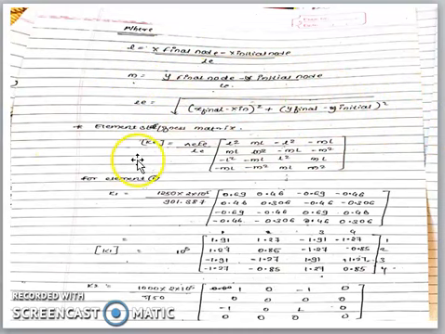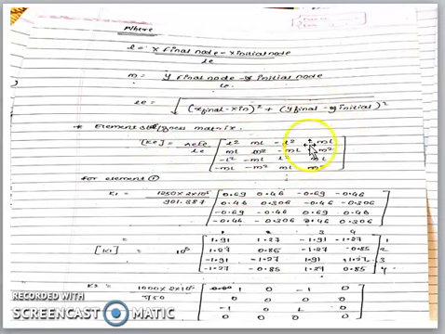Now the second step, element stiffness matrix. The element stiffness matrix for the truss, we know, is AE by Le times the matrix: L square, ML, minus L square, minus ML; ML, M square, minus ML, minus M square; minus L square, minus ML, L square, ML; minus ML, minus M square, ML, M square. Okay, so this is the element stiffness matrix for the truss element.